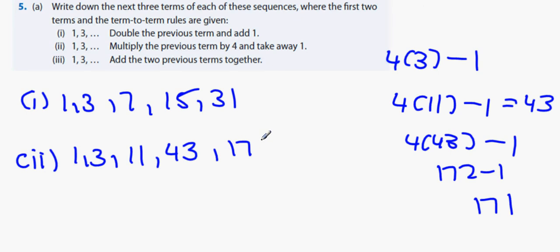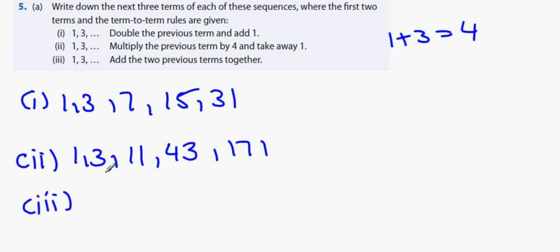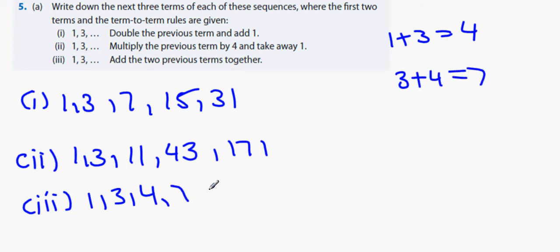Okay, next one is add the 2 previous terms together. So for number 3, what we're going to get is add 1 and 3 together, and we get 4. So it's going to go 1, 3, 4. Now we're going to get 3 plus 4, 7. And then we're going to get 7 plus 4 equal to 11. So that's our sequence there.